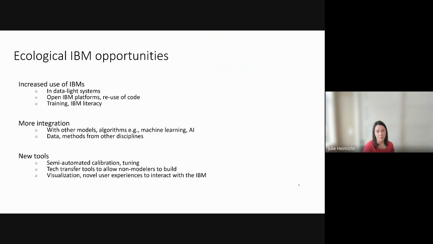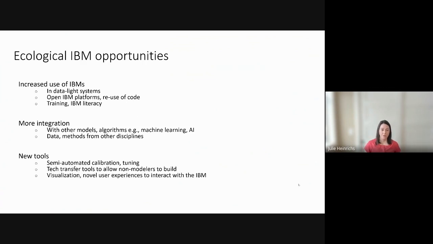Also, I think we're going to see the increased use of IBMs in open platforms, particularly as we begin to reuse code and share code a little bit more. We're also seeing a bit more training in IBM literacy in academic communities and in practitioner communities. I think there's opportunity for a bit more integration with other models and algorithms, data and methods from other disciplines.